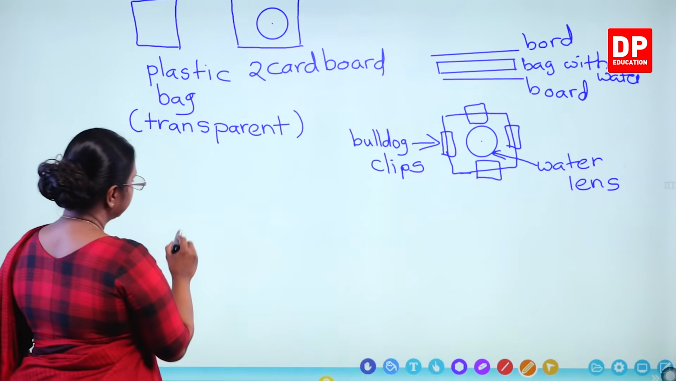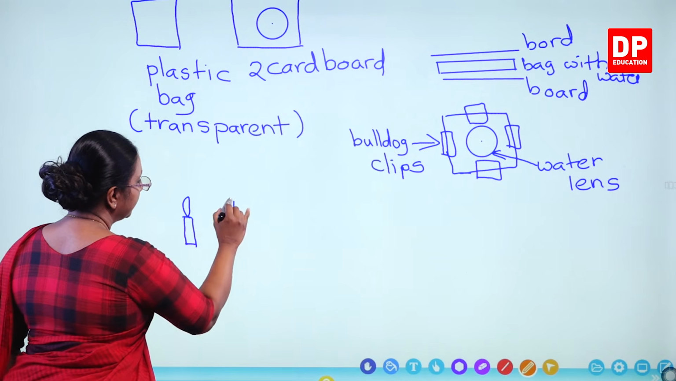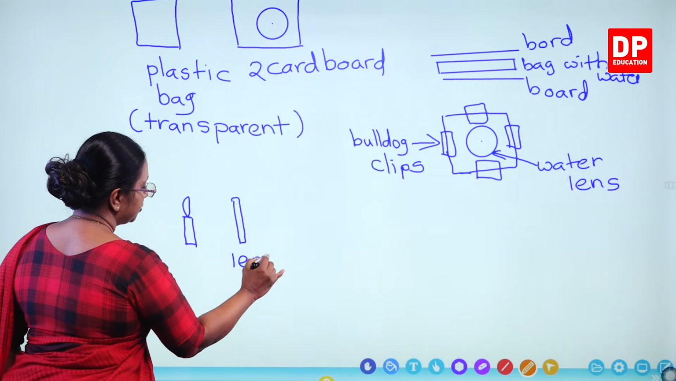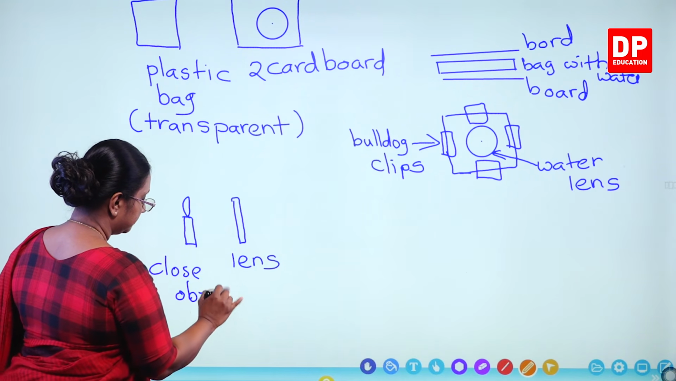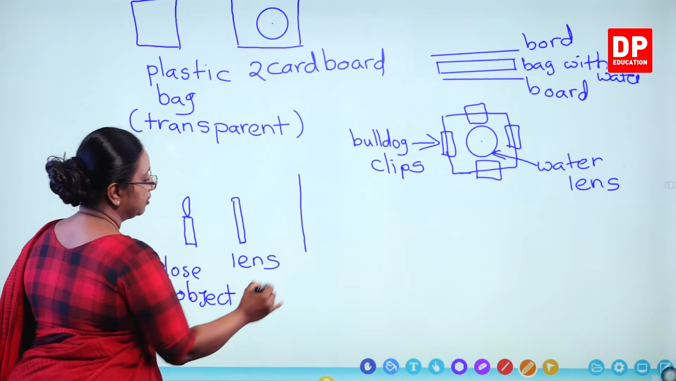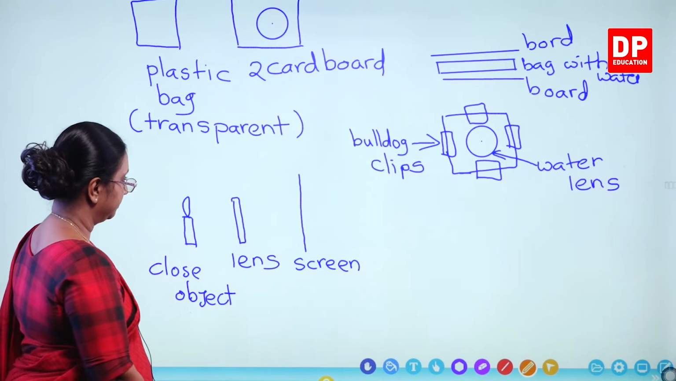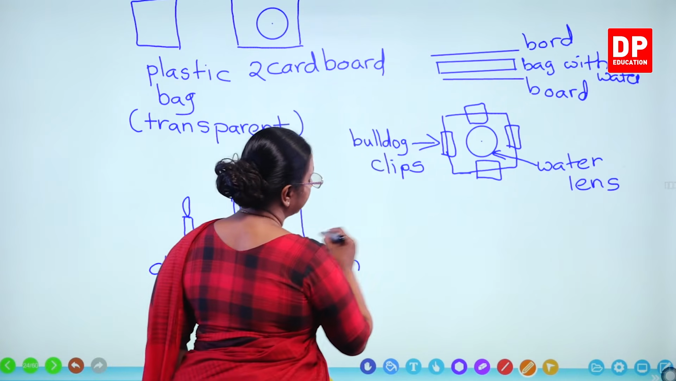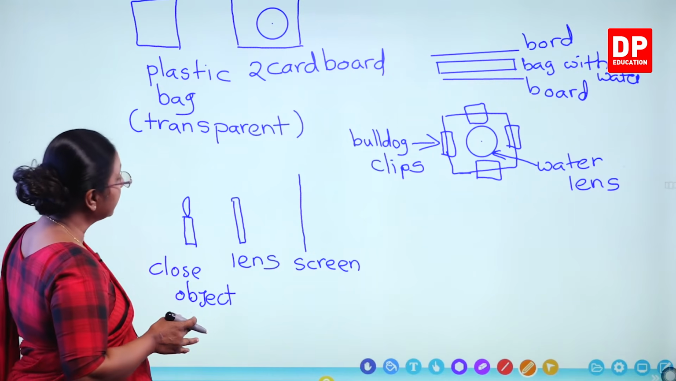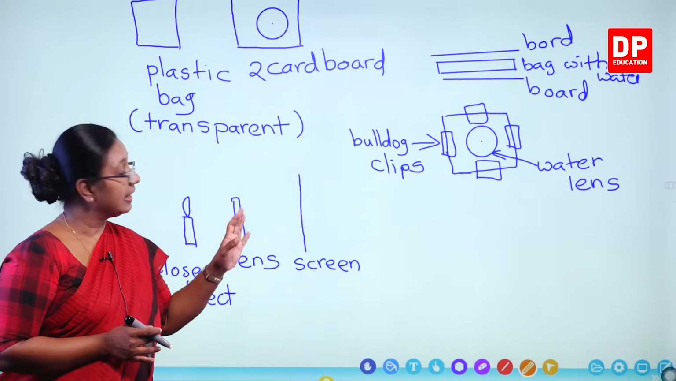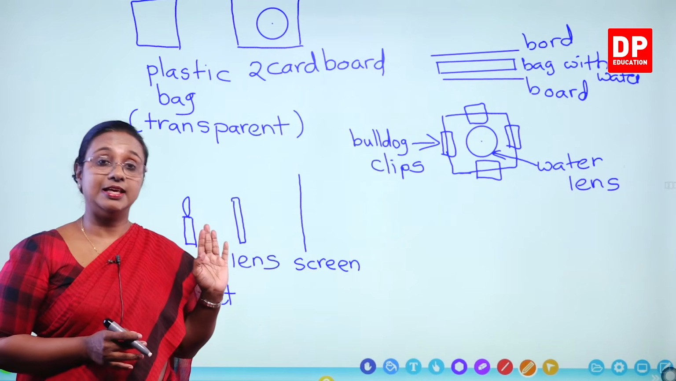Then what you will do is you will have the candle here and hold the lens somewhere close. So this is a close object. And behind you need to have a screen and observe. The same way, you can change the object. You can take the candle away from the lens. Then accordingly, you will have to adjust the screen in order to get the clear image.